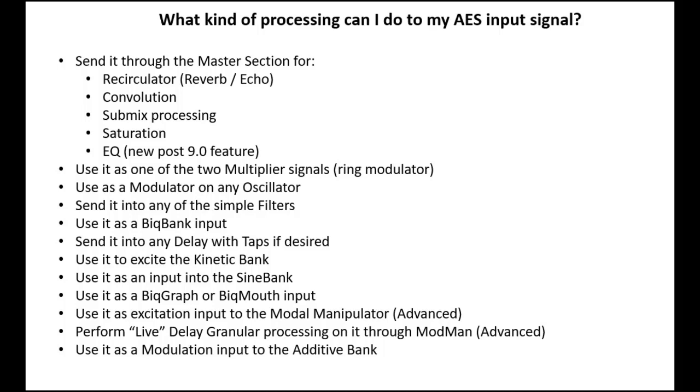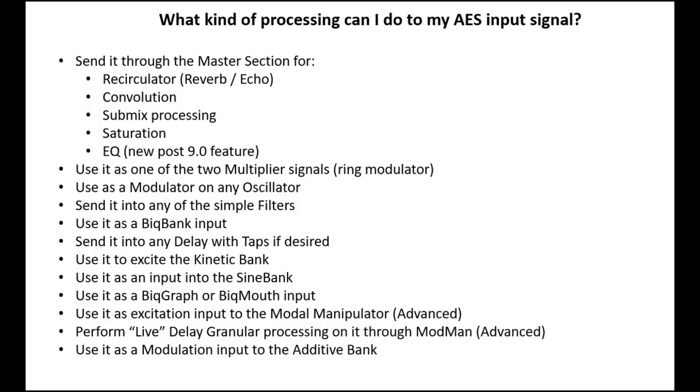You can apply convolution. You can do submix processing. The saturation processor in the master section can take effect if you need it to. And you can use the newer EQ processor that is included in post 9.0 firmware. You can use that input signal as a multiplier, for example, to create ring modulator-like effects. You can use that signal to modulate an oscillator, so it can be a modulation source.